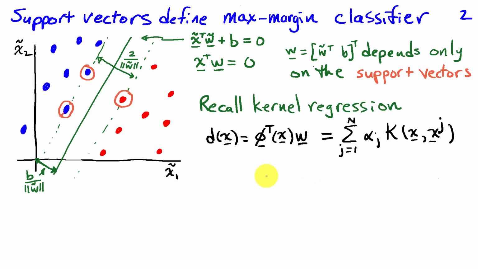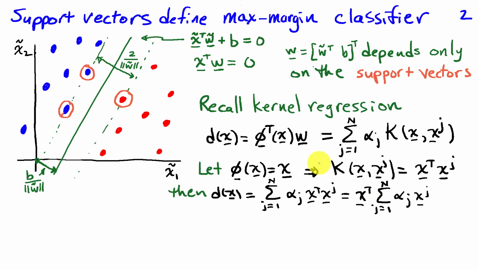Now recall what we did in kernel regression. We wrote a function d of x as phi transpose of x times w, where phi was a high-dimensional feature space derived from the measured data x. And we showed that we could write d of x as a weighted sum of kernels where we're evaluating the kernel at both x and the jth training sample xj. And then we found what these weights needed to be.